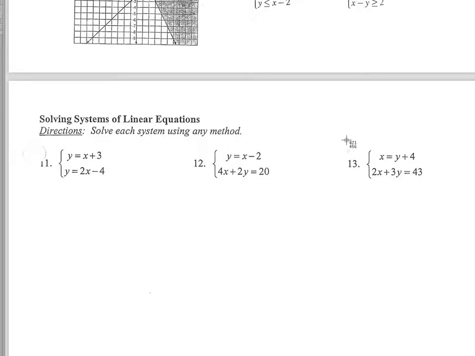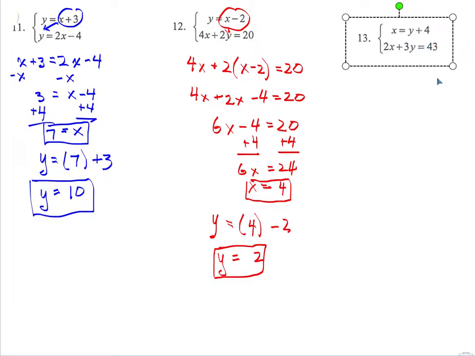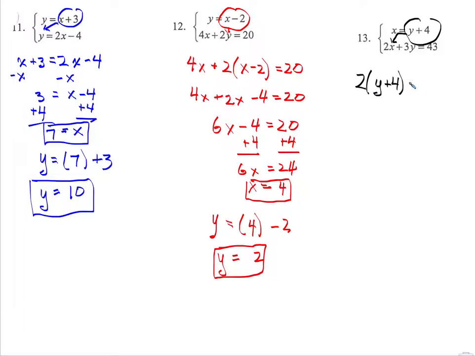And last but definitely not least, we have 13. This looks like something that we can do another substitution problem. So this whole thing is x, therefore this whole thing will get substituted in for x. So let's rewrite this. 2 times that substituted x, y plus 4, plus 3y should equal 43. I did elimination. I still got it right. Oh, nice. Yeah, you can use either way. I think substitution works a little bit easier here.